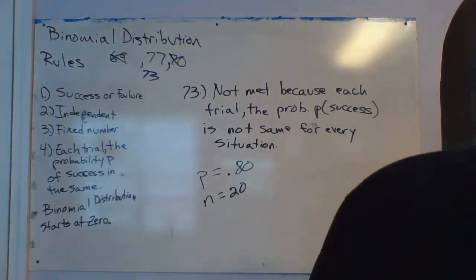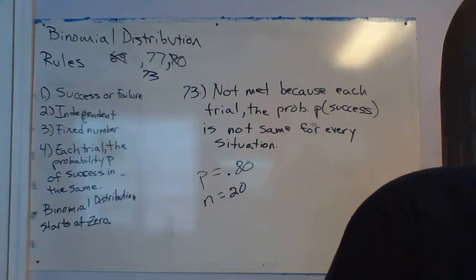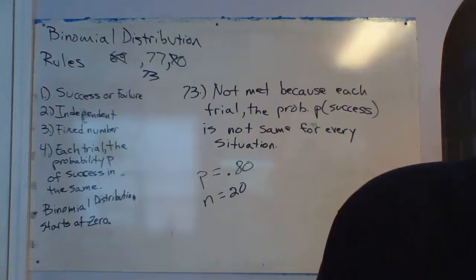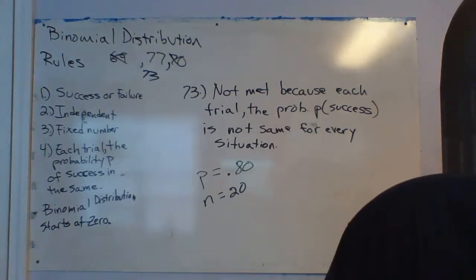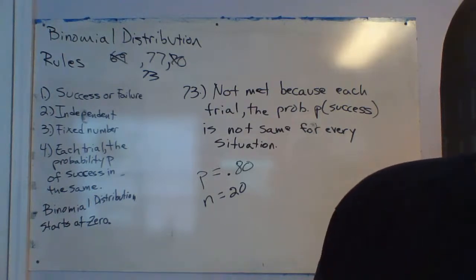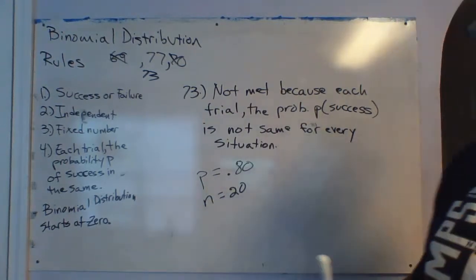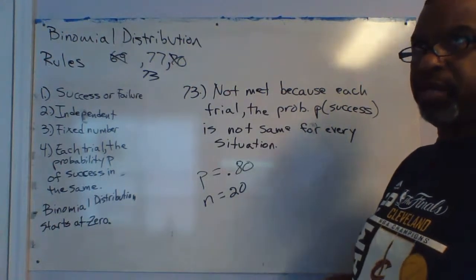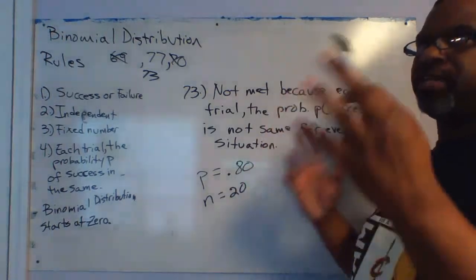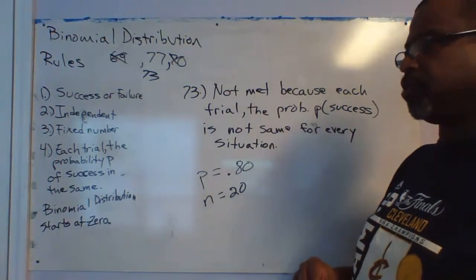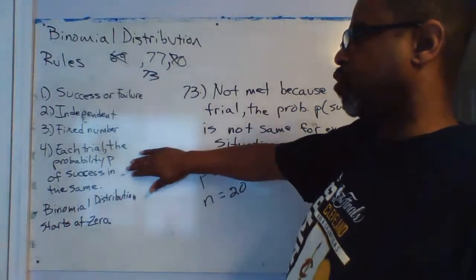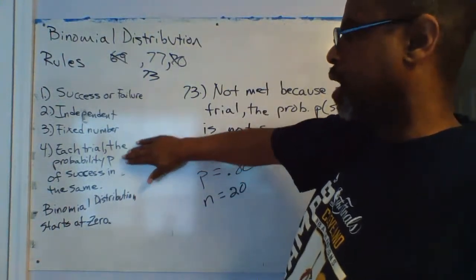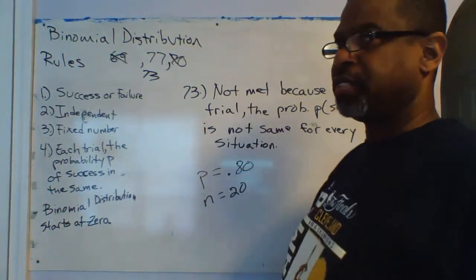But if you look at the very end, they talk about it in different ways on 73. They say his kick attempts differ widely. It's the distance, the angle, and so on. So the probabilities of success are not all the same because you have different scenarios for each one. So in that case, rule 4 is not going to be met because for each trial the probability of success is not the same.